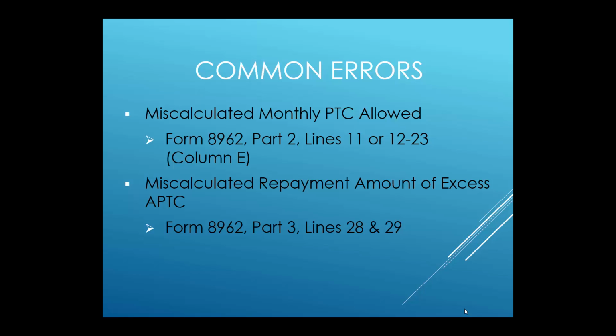The last common error reported by the IRS is a miscalculated repayment amount of excess advanced premium tax credit. So, when the reconciliation was done, there were errors in that computation, and that was in Part 3, lines 28 and 29 of the 8962. And again, most of these errors were done on hand-calculated returns. In our software, if you input the 1095-A correctly, the information will fill in for you.